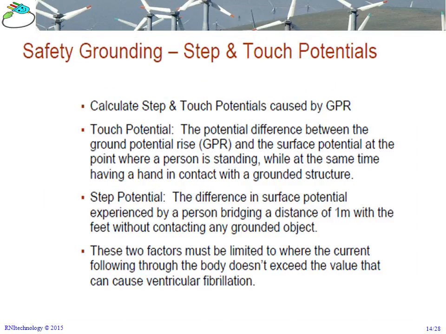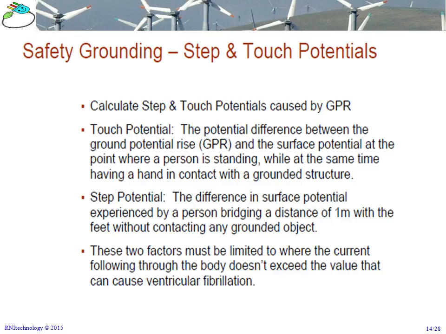Other considerations for safety are step and touch potential. Touch potential is typically a lower voltage than the GPR; it is the potential difference between the GPR and the surface potential at the point where a person is standing while at the same time touching a grounding structure. So we can come near a transmission tower and touch it at the time when a fault happens. That will create what we call a touch potential. And this touch potential, if you have a good grounding design, shouldn't really create a shock in your body.